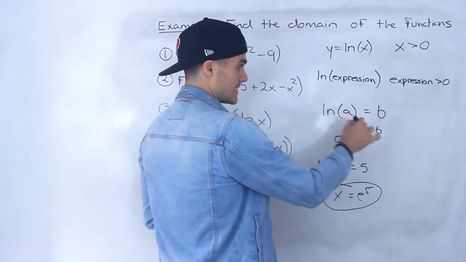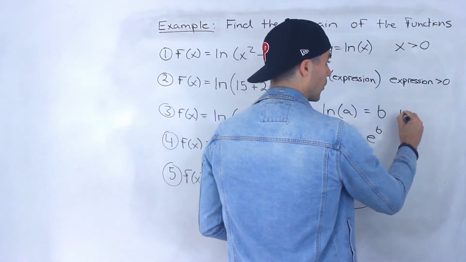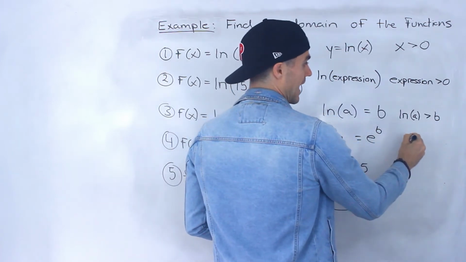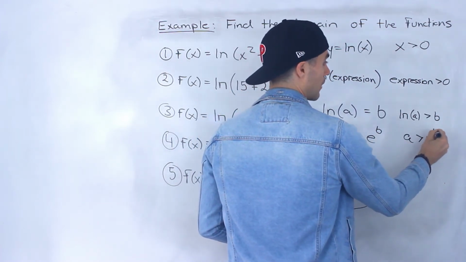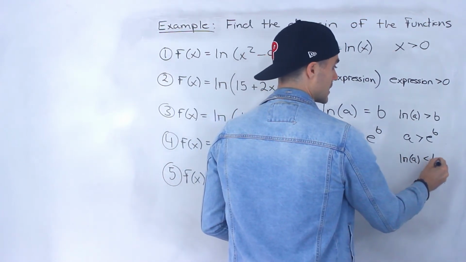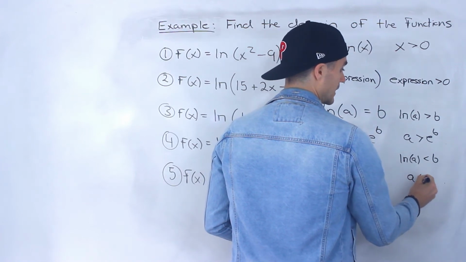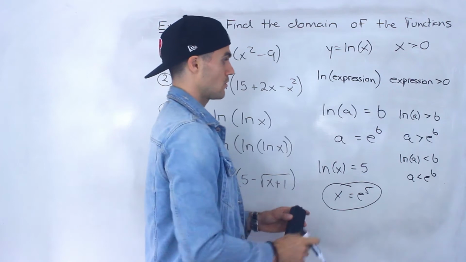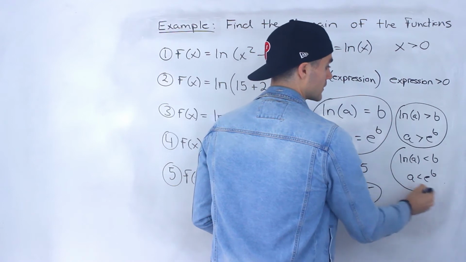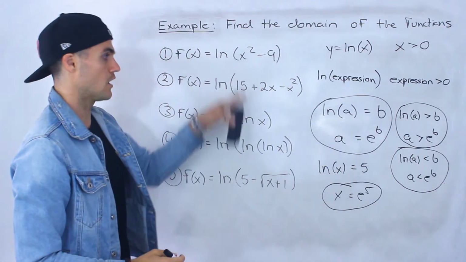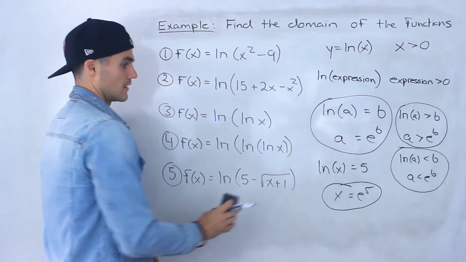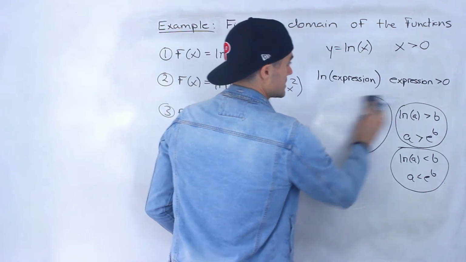And this actually holds for inequalities as well. So for example, if I have ln a is greater than b, it means that a is going to be greater than e to the power of b. Or if I have ln of a is less than b, then that means a is going to be less than e to the power of b. So this property here, it doesn't just work for equations, it also works for inequalities. And there's a couple of functions here where we're going to have to use this property. So just wanted to give a heads up. Okay, so let's get into these functions.